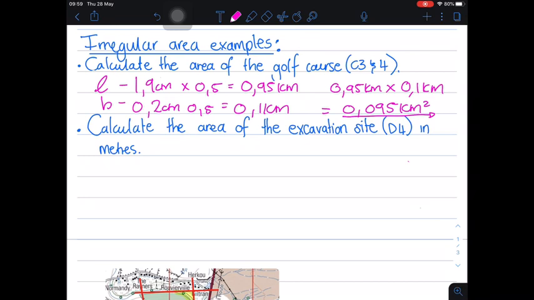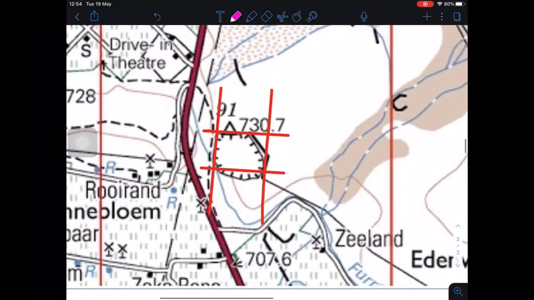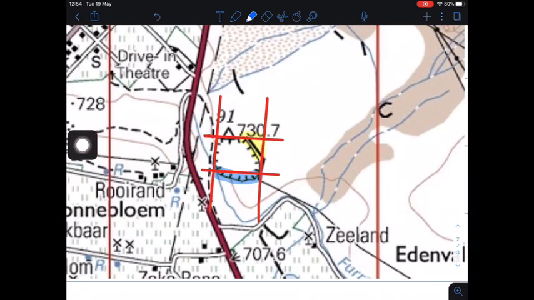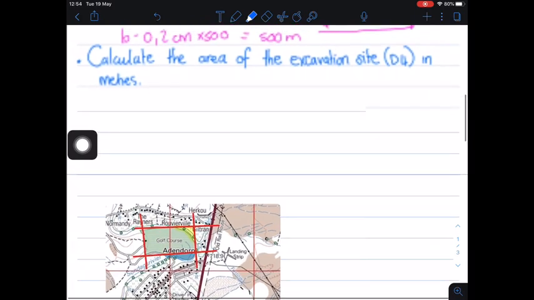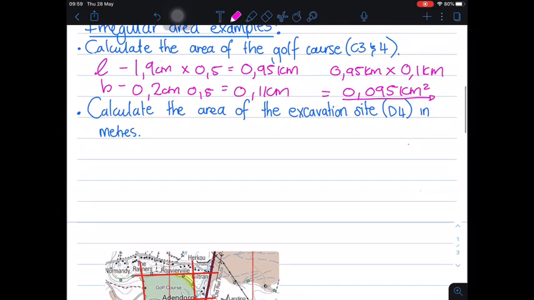Okay, now we're going to do the second example of calculating the area of the excavation site in D4 in meters. And again, you're going to take your feature and you're going to put a regular shape on top of the irregular shape. Ensure that what you are adding to the actual shape is similar in size to what you might be not including. And it really is a little bit of a guessing game. You can then measure your length and your breadth and then apply the normal formula.